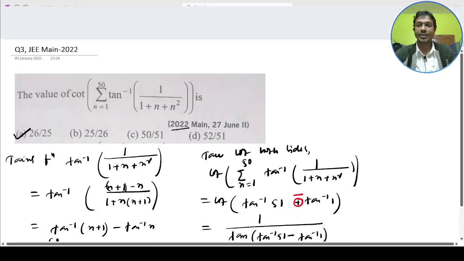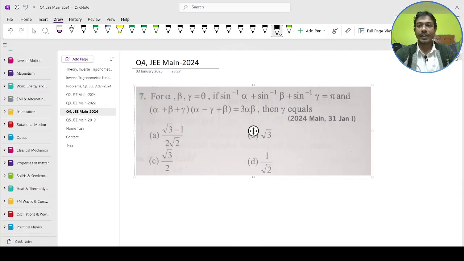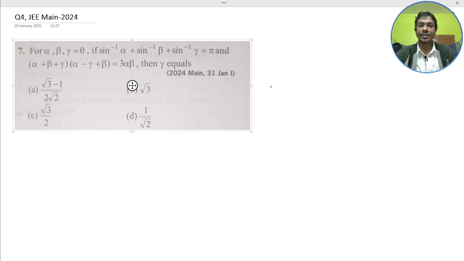Go ahead, our next one is also a recent type of important question coming in JEE Main 2024. It is a question of properties of triangle. So for alpha, beta, gamma not equal to zero, if sin inverse alpha plus sin inverse beta plus sin inverse gamma equals pi, and (alpha + beta + gamma) into (alpha - gamma + beta) equals 3 alpha beta, then what is the value of gamma?